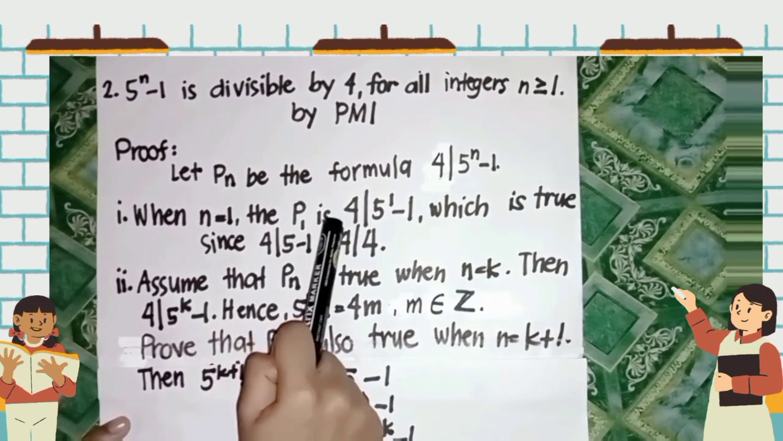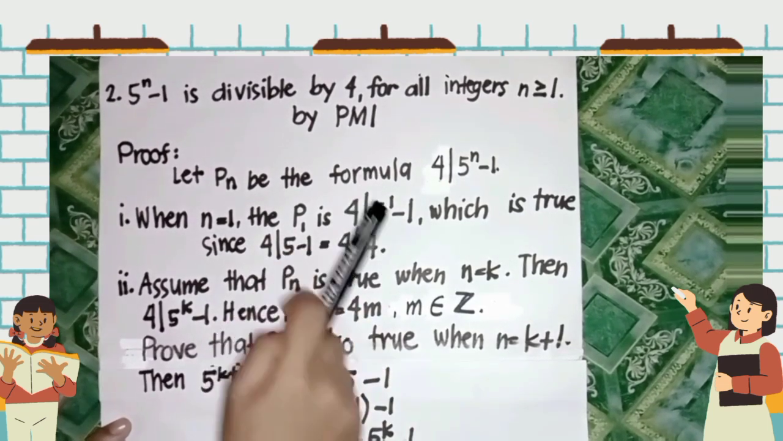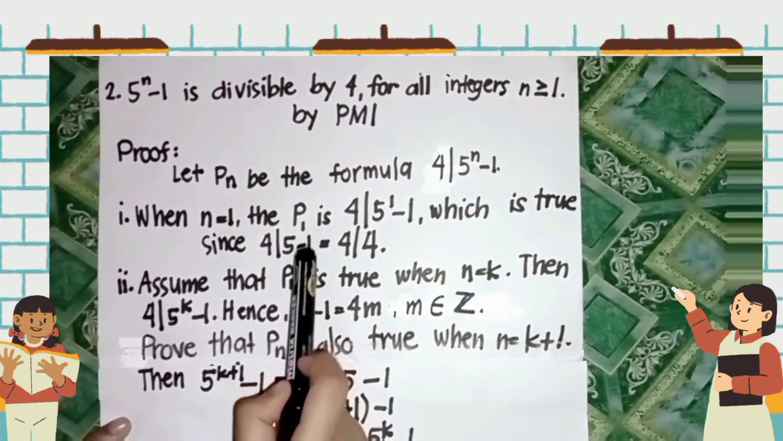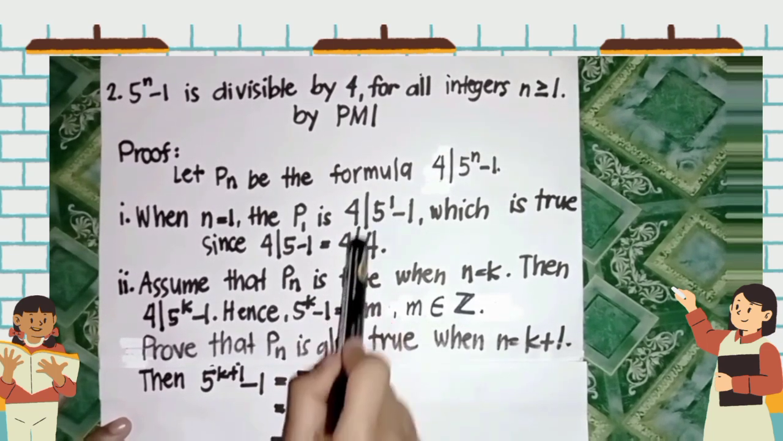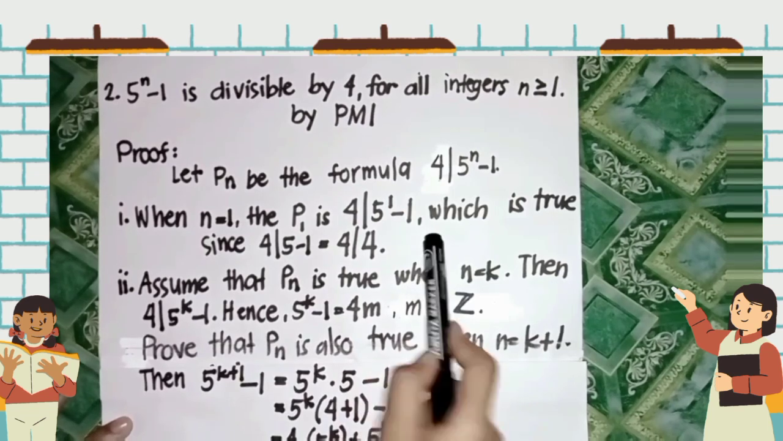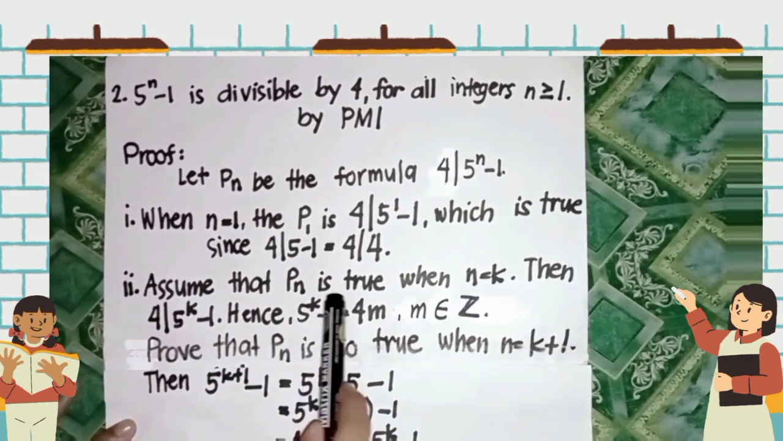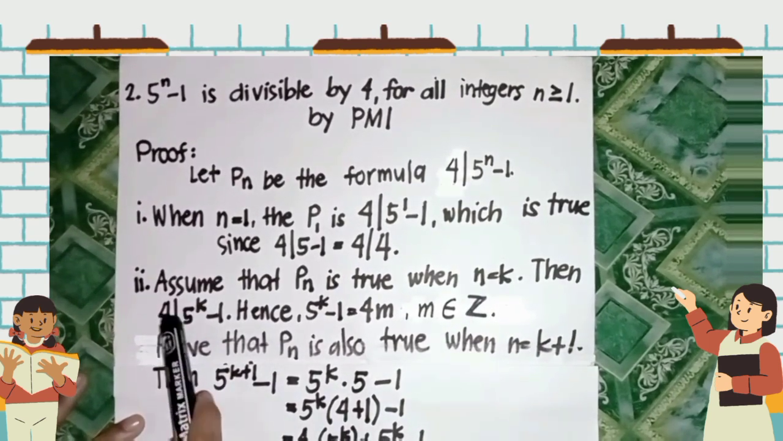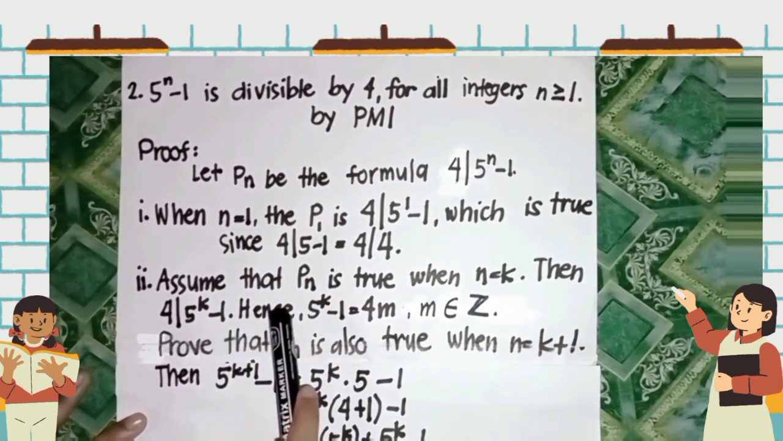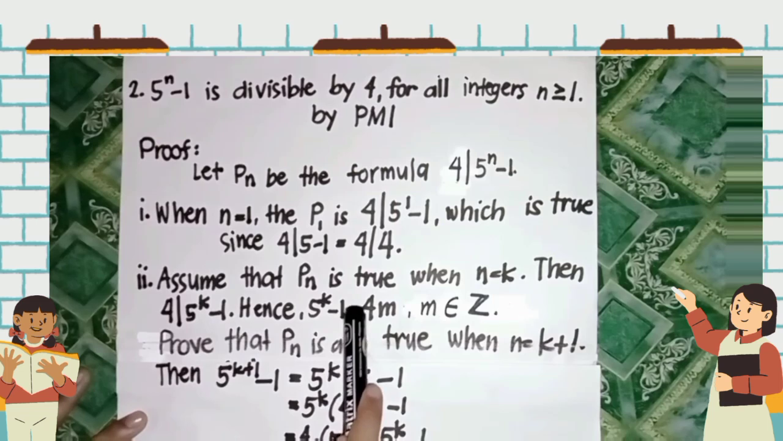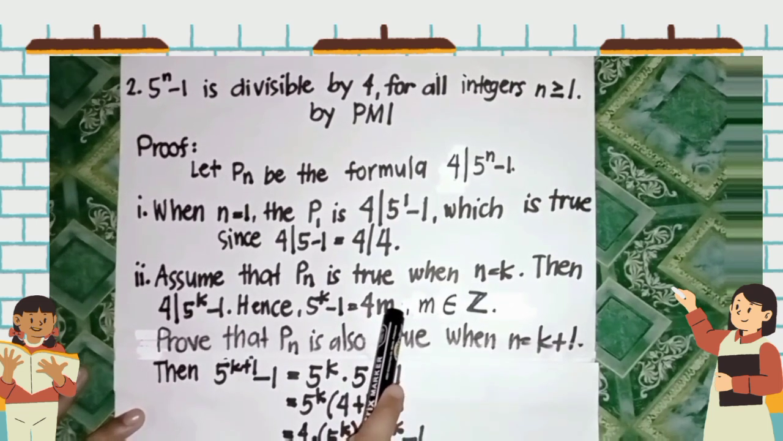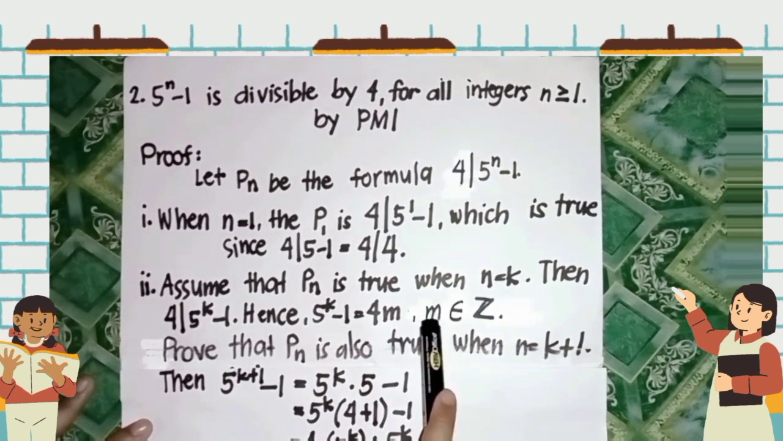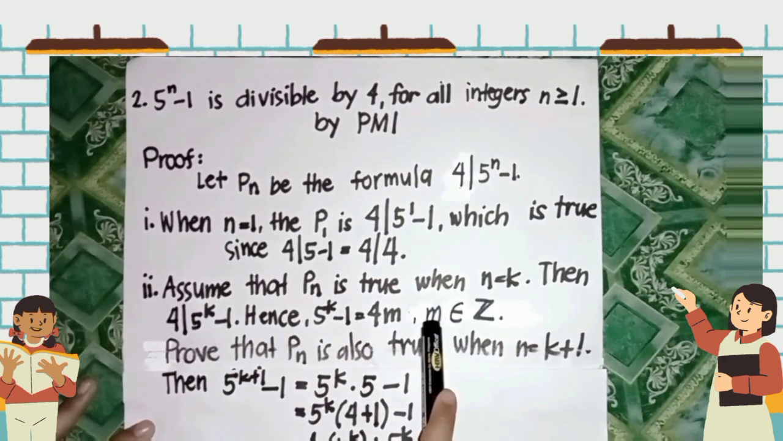So P(1) is 4 divides 5 to the power of 1 minus 1, which is true since 5 minus 1 is just equal to 4, and 4 divides 4. So that is true. Next, assume that P(n) is true when the value of n is k. Then 4 divides 5 to the k minus 1. Hence, 5 to the k minus 1 equals 4m, since 5 to the n minus 1 is divisible by 4, where m is an element of Z.